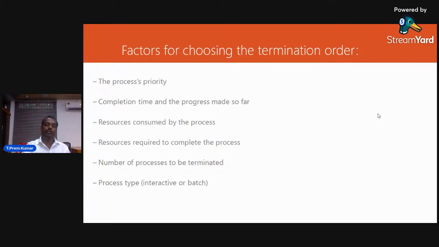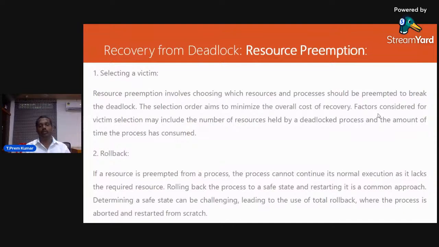So these are the factors we can go for the order before terminating the process. Then next one is we'll see about recovering from the deadlock. That is, we'll see about resource preemption. What is resource preemption? We will take the resource from the process before it completes its work.